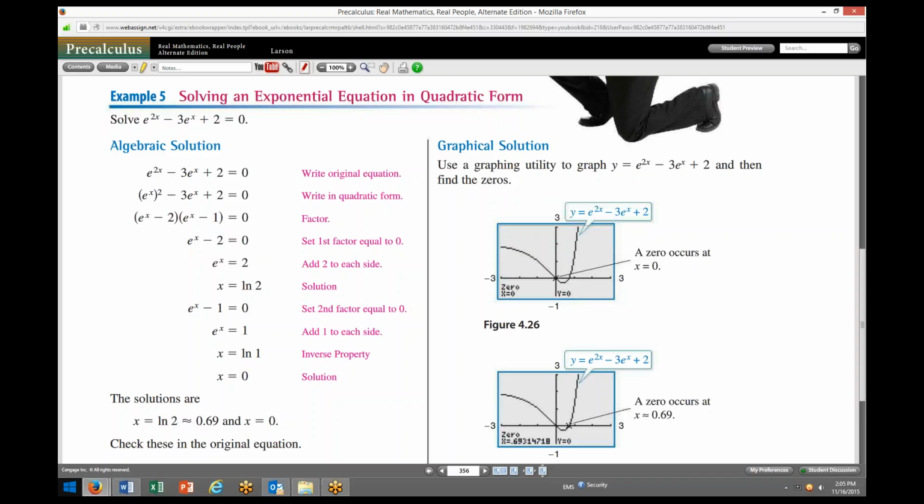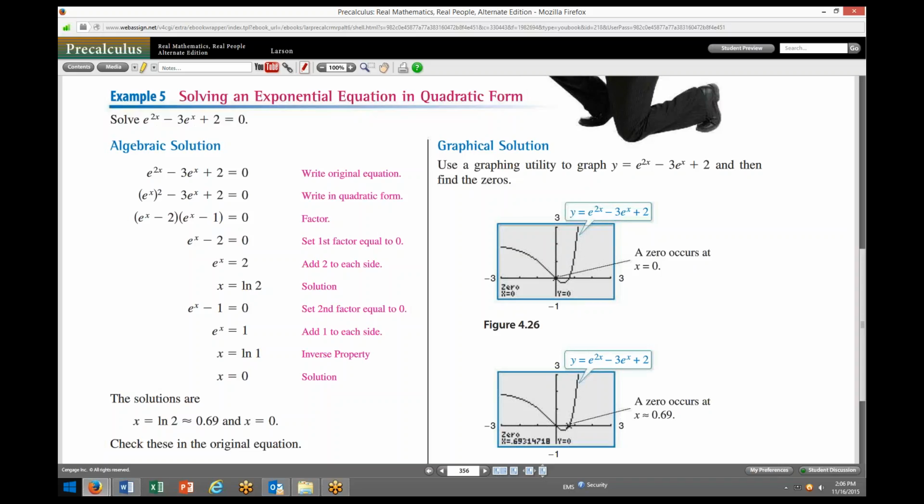Now, you say, can you leave it like that? That just depends on what WebAssign says, or what the test says. How do they ask you to do it? For instance, if you try to type in natural log of 2 and it marks it wrong, then they probably want a decimal, if they don't tell you. But anyway, natural log of 2 to 2 decimal places is approximately 0.69. So the two answers are x equals 0 and x equals 0.69. That's the two answers we get.